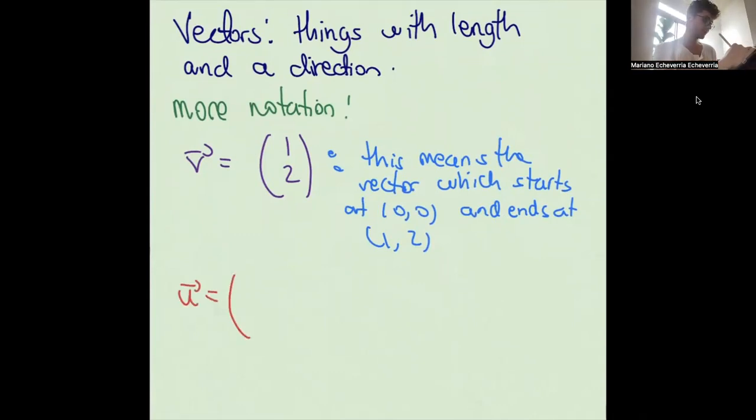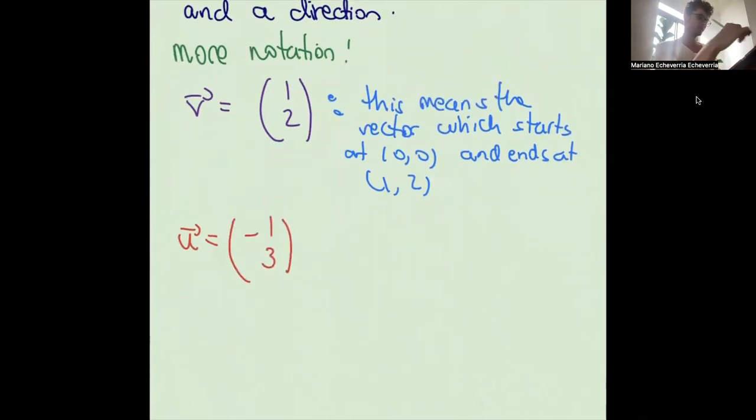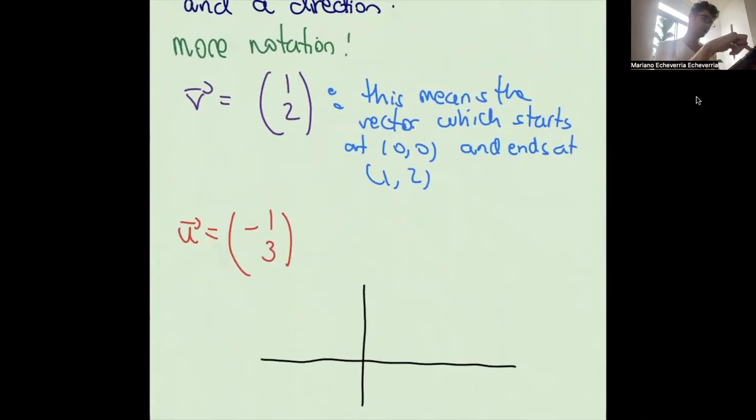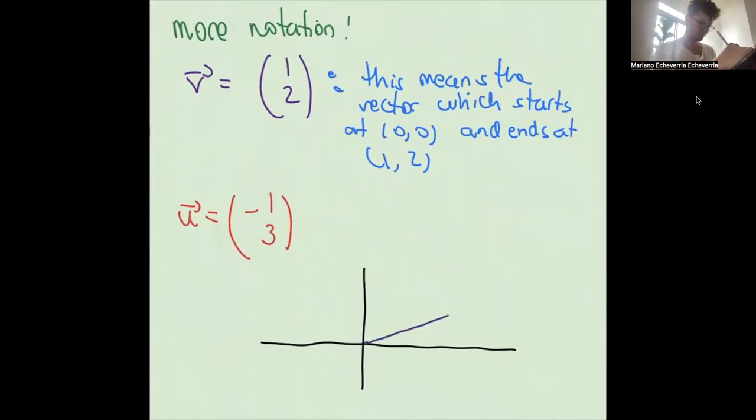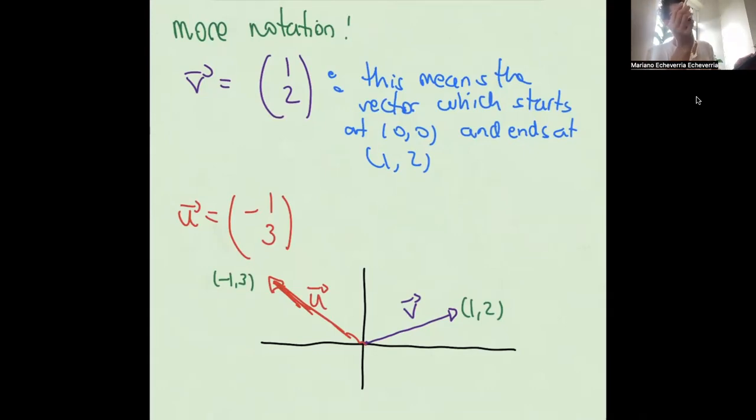So for example, I could have another vector, just to emphasize that we could have other vectors. I could put, let's say, -1, 3, and it would mean basically the same. So here is the point 1, 2, and here's the point -1, 3. And then there would be those two vectors. What I'm trying to say is that identifying a vector is essentially the same as identifying a point, because the moment you have a point, you just draw the arrow from the origin to that point.